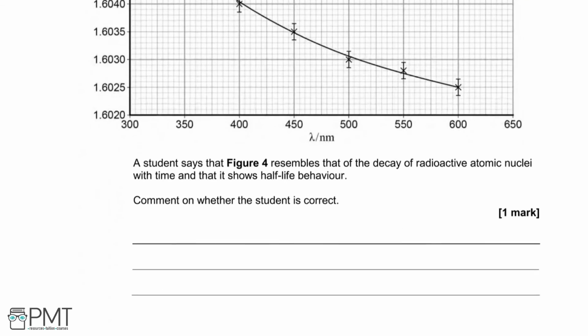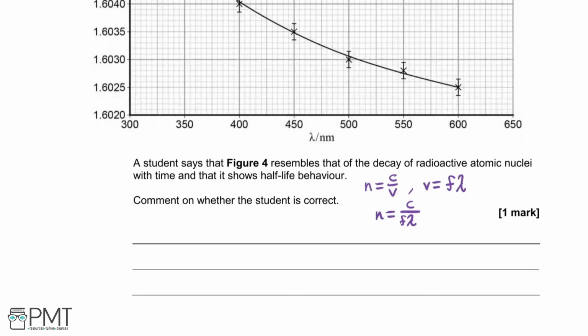A student says that figure 4 resembles that of the decay of radioactive atomic nuclei with time, and that it shows half-life behavior. Comment on whether the student is correct. Well, in reality, we know that by combining a few equations together, this isn't going to be a half-life style graph. There's no part of this region of physics that is in any way exponential. Should we just jot those down anyway?